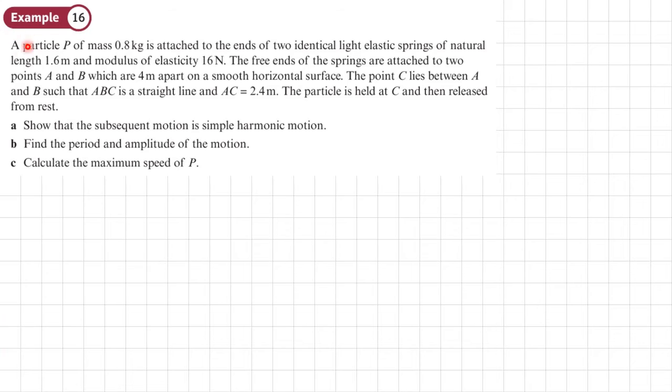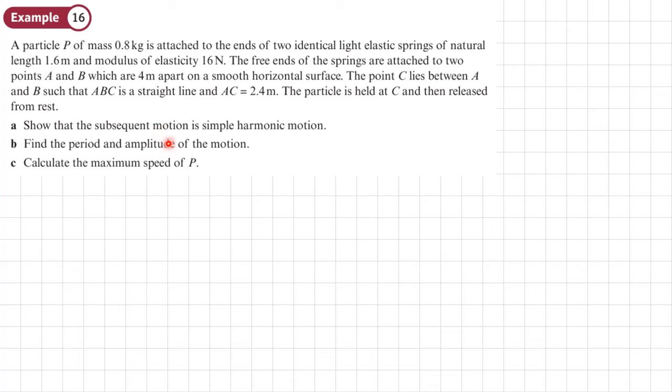Example 16. A particle P of mass 0.8 kg is attached to the ends of 2 identical light elastic springs of natural length 1.6 meters and modulus of elasticity 16 newtons. The 2 other ends of the springs are attached to 2 points A and B, which are 4 meters apart on a smooth horizontal surface. The point C lies between A and B, such that ABC is a straight line and AC is 2.4 meters. The particle is held at C and then released from rest.